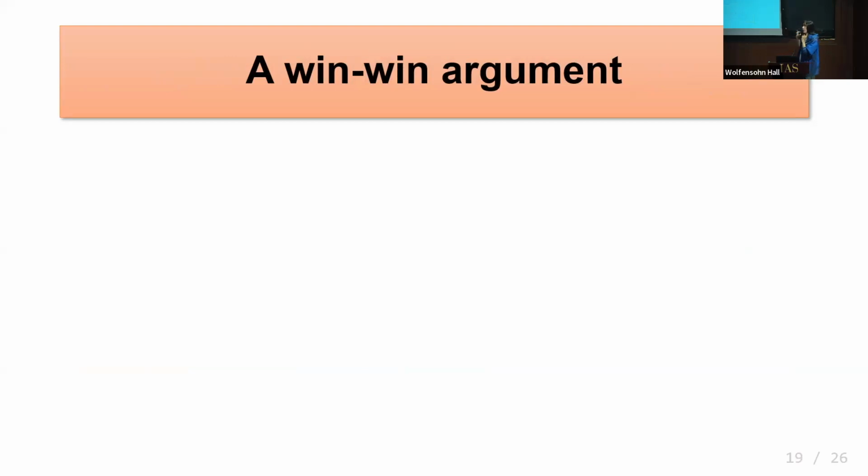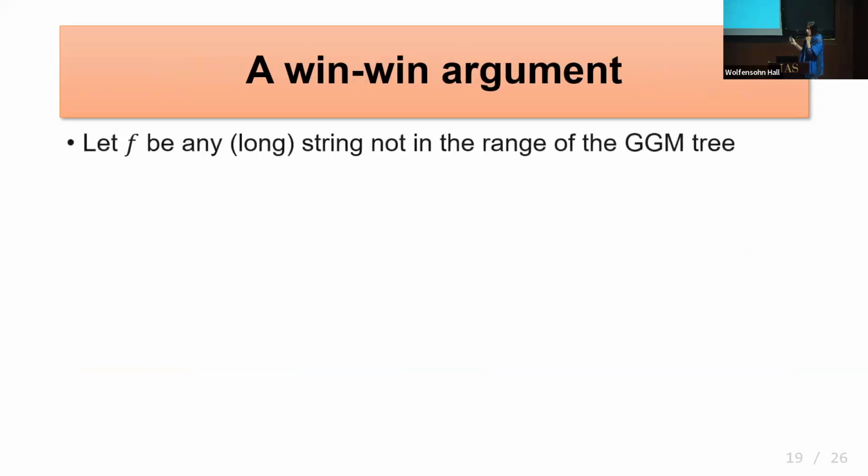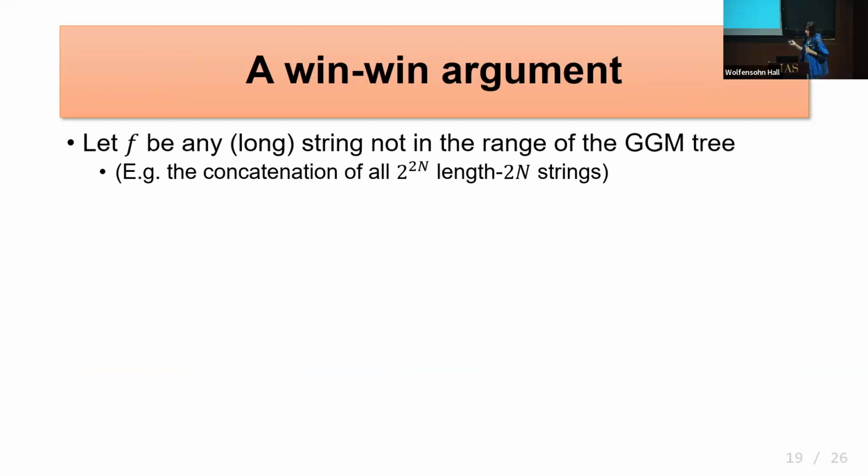Now the history is very long, but we will use a win-win argument depending on whether the history is compressible. So let's say we start with some kind of brute force string, like any string not in the range of the GGM tree. For example, we can just concatenate every length 2n string together and get a string of length exponential in n that is not in the range of the GGM tree. Then we apply Korten to this super long string. This is equivalent to using a brute force algorithm, enumerating every string until you find a non-output.